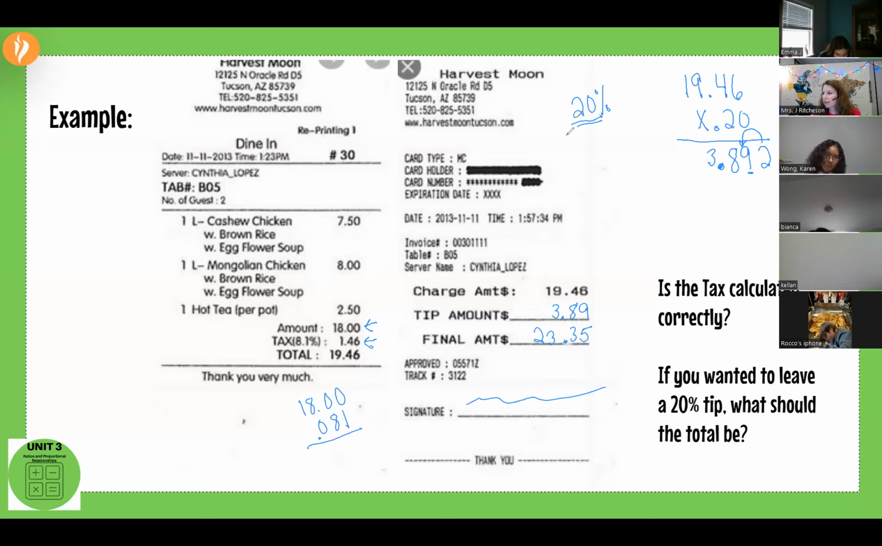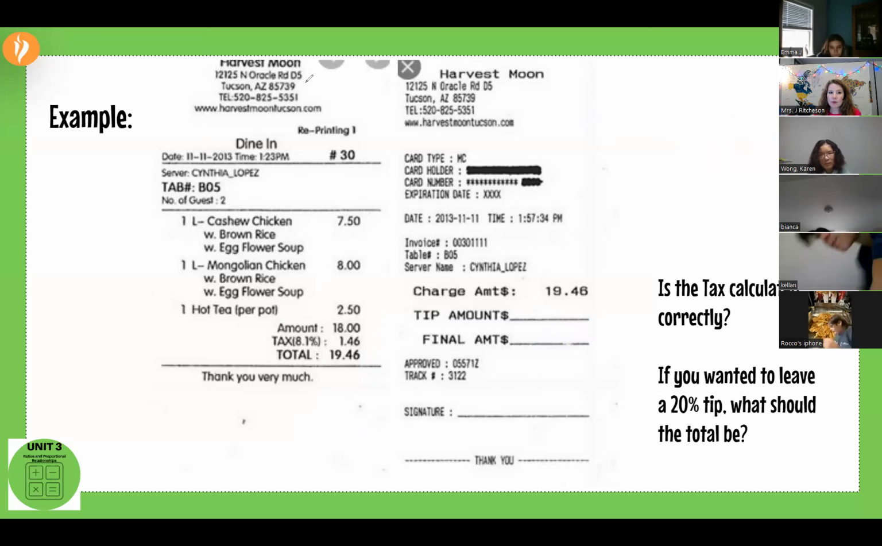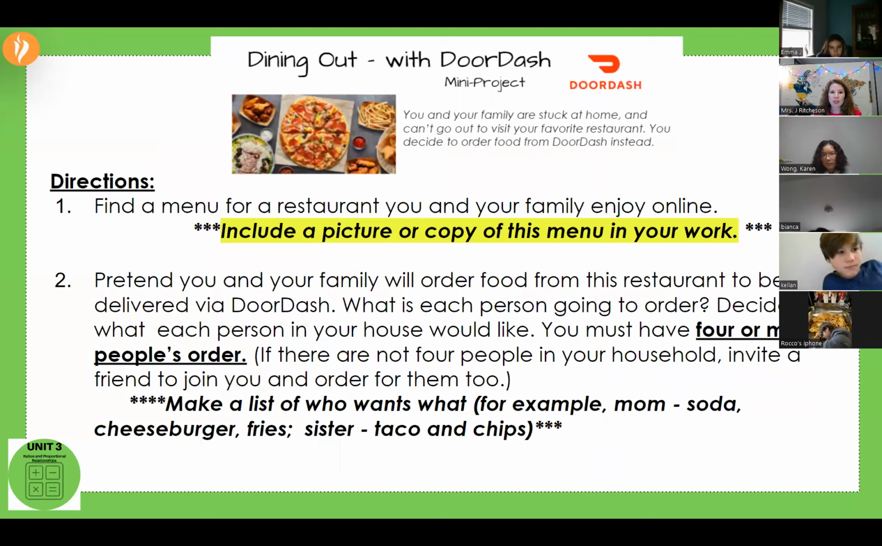Do you understand? So how do you find 20% of a number? What would you multiply to find the tip if you're leaving 20%? What are you going to multiply by? 0.2, 0.20, exactly right. This is very important because you guys are going to be going out to eat by yourselves without your parents in the next couple of years.